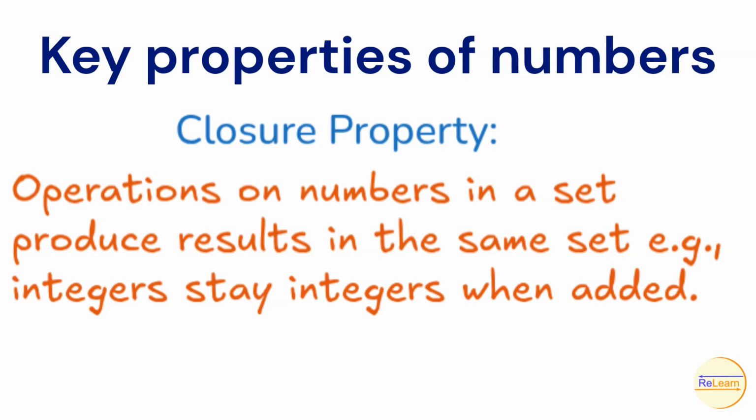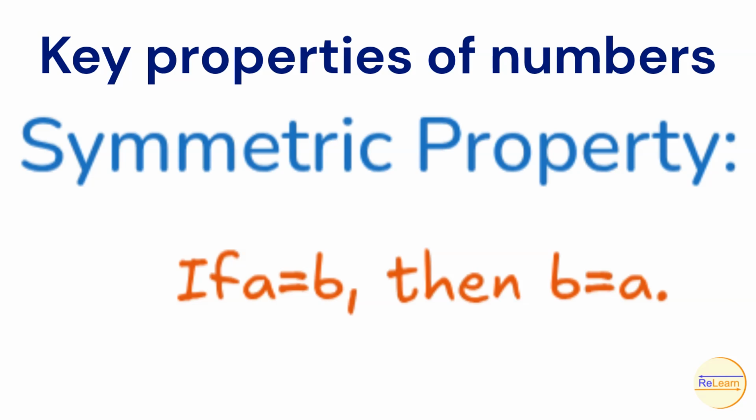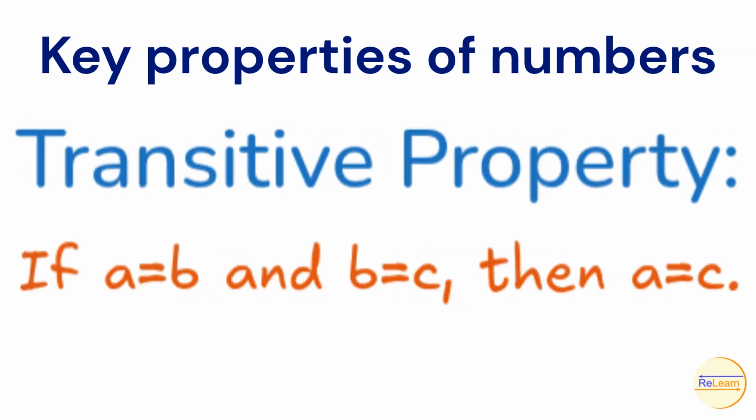Example, integers stay integers when added. Reflexive property. A number equals itself. A is equal to A. Symmetric property. If A is equal to B, then B is equal to A. Transitive property. If A is equal to B and B is equal to C, then A is equal to C.